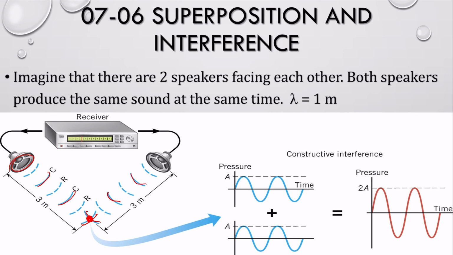And then they move on, and then we'll have the rarefactions meet, or the troughs if you like. So those would add. So it's like we have the crests meeting and then the troughs meeting. So we get this bigger wave where they're added together. So it's going to be twice the amplitude. It'll be louder.